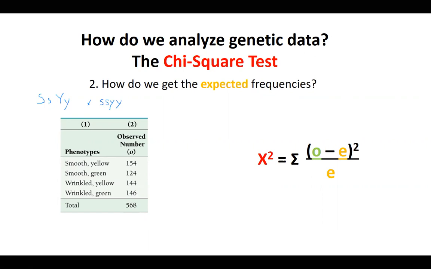So how do we get the expected frequencies? And this is where knowing the cross that we set up is so important. Okay, so this cross here, I'll go ahead, let's get that little marker back out. Okay, so this is the cross. How do we get the expected? It's from Mendelian ratios.